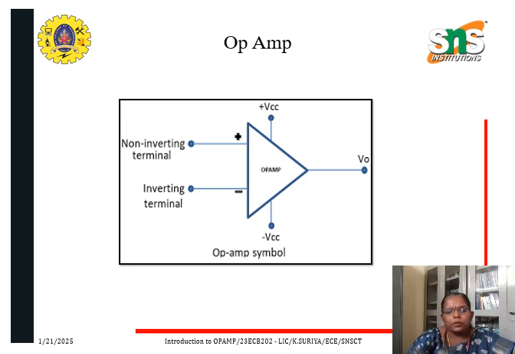So it consists of two inputs, the non-inverting input and the inverting input, which are represented by plus and minus, and the output is represented by V naught. And you have two supplies here. One is the positive supply represented by plus VCC, and another one is the negative supply, which is represented by minus VCC. So this is the symbol of the IC741 op-amp.